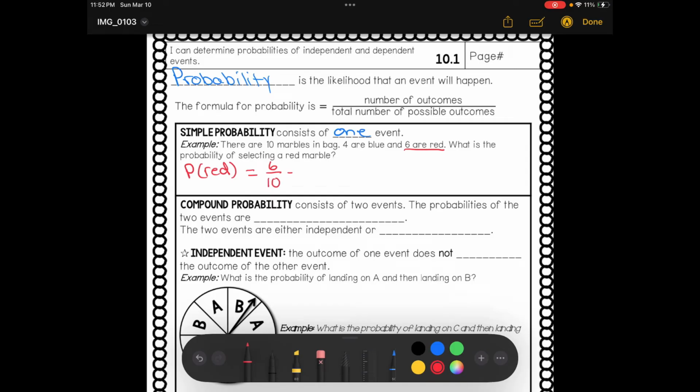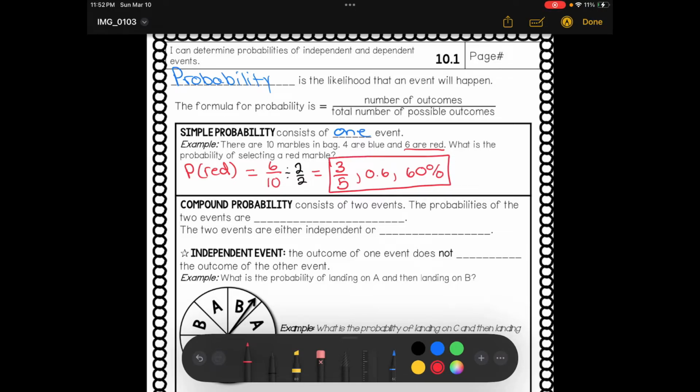We need to simplify by dividing top and bottom by 2. Or you can type it in your calculator. This gives you 3/5. Change it to a decimal, 0.6, and change it to a percent would be 60%. This is what we did last week.